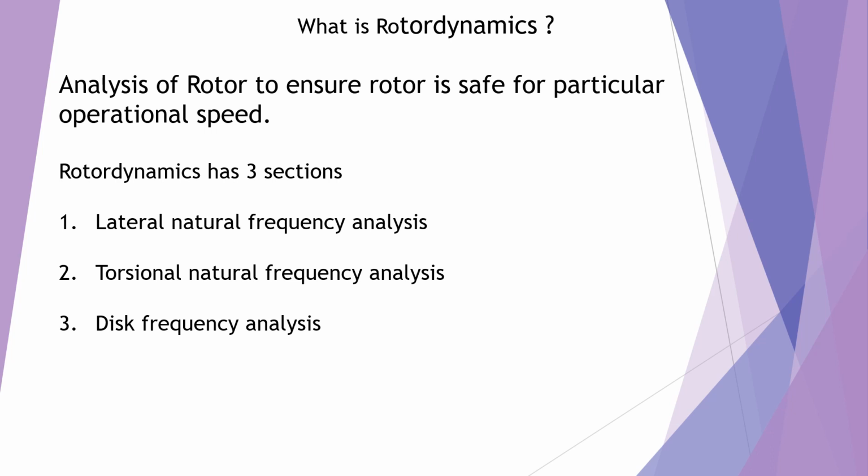One is lateral natural frequency analysis, where critical speeds are discussed. The machine should not run near the critical speed, otherwise resonance can occur. In this case we also look at undamped and damped categories, and similarly the rotor is considered on rigid bearing support and flexible bearing support. All this comes under lateral natural frequency analysis. The next is torsional natural frequency analysis, where the twisting motion of the rotor or disc is called torsional frequency. There should be a separation margin between the torsional natural frequency and the exciting frequency to avoid resonance. And the last is disc frequency analysis, where the rotor is analyzed for disc frequencies.